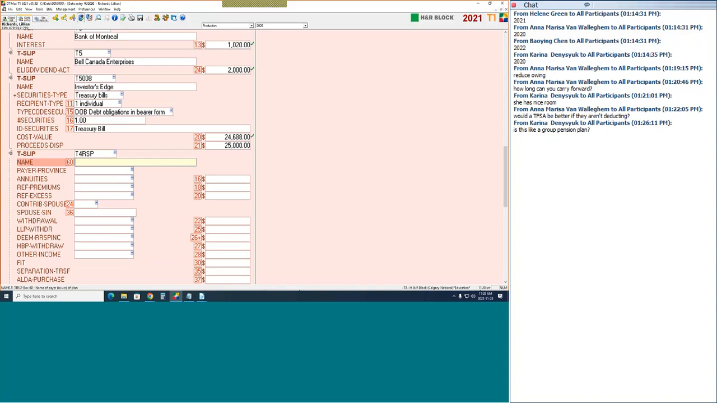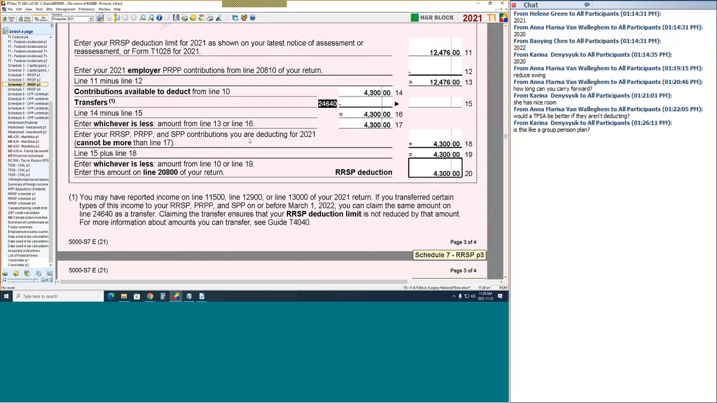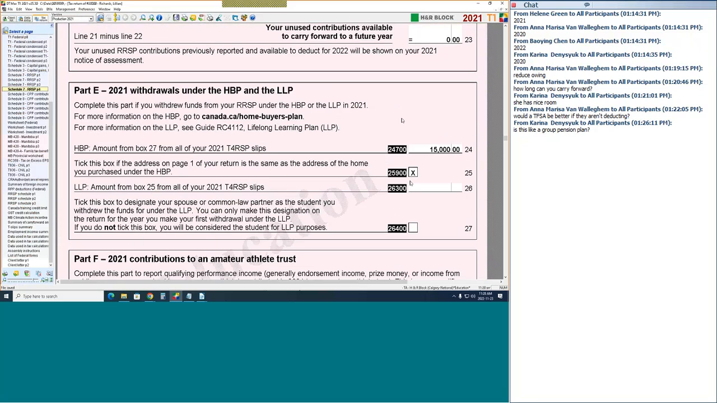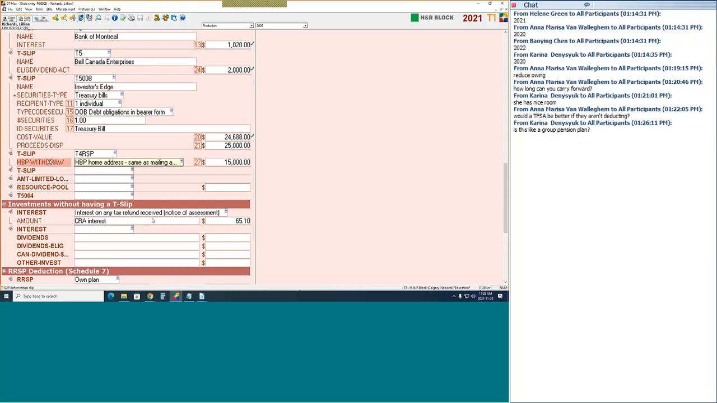What we would have is a T4 RSP, and then we would have a withdrawal under the home buyer plan, and it would be a box 27, and you would say home buyer plan withdrawal, same address, and the amount would be in here. If I put that in, then I'm going to get a nice little Schedule 7, and I'm going to get my 24,700. I'll be teaching that formally later. I just want you to see home buyer plan gets handled all different kinds of ways. So the moment it's created, we're going to do an RSP receipt data entry. I'm going to take that out.